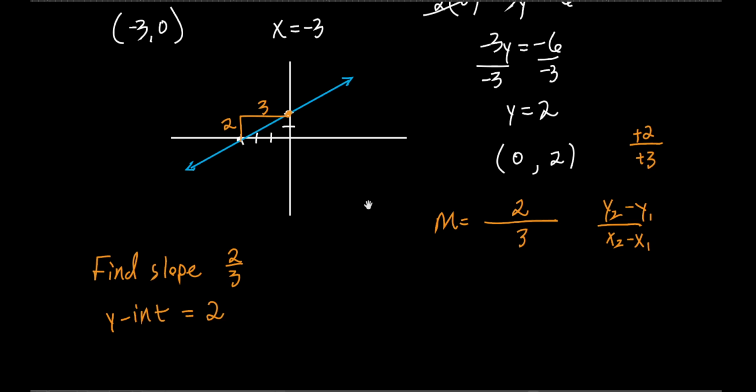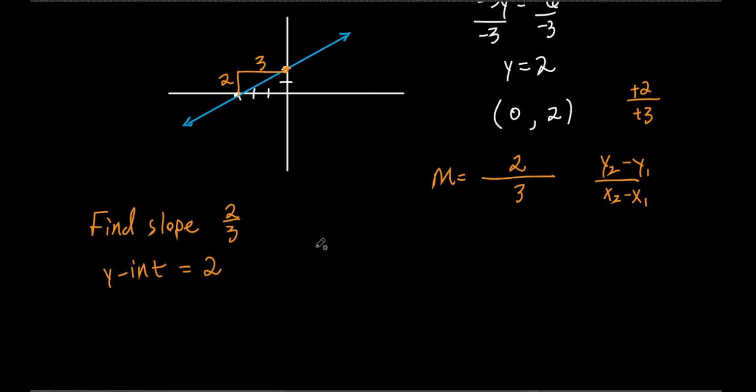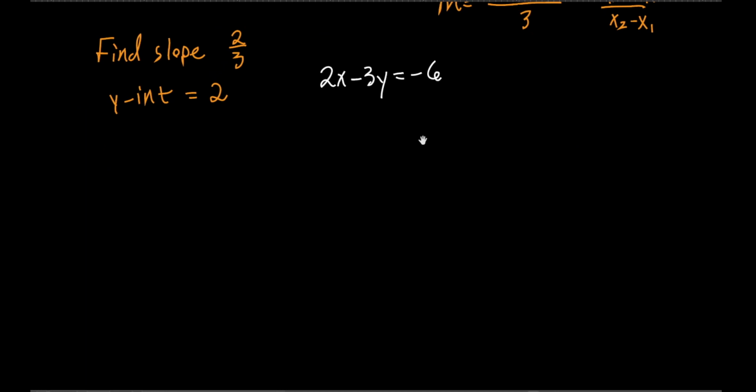Let's do this first, though. What was that original equation? 2x minus 3y equals negative 6. Is that right? Okay, watch what we're going to do. We're going to take that standard form, and what I want to do is solve for y. So let's do a little bit of algebra and solve for y.